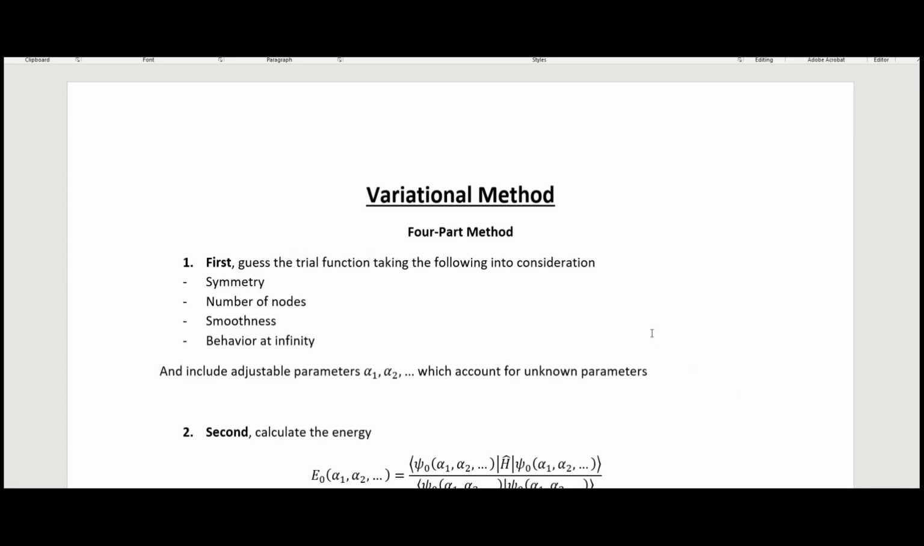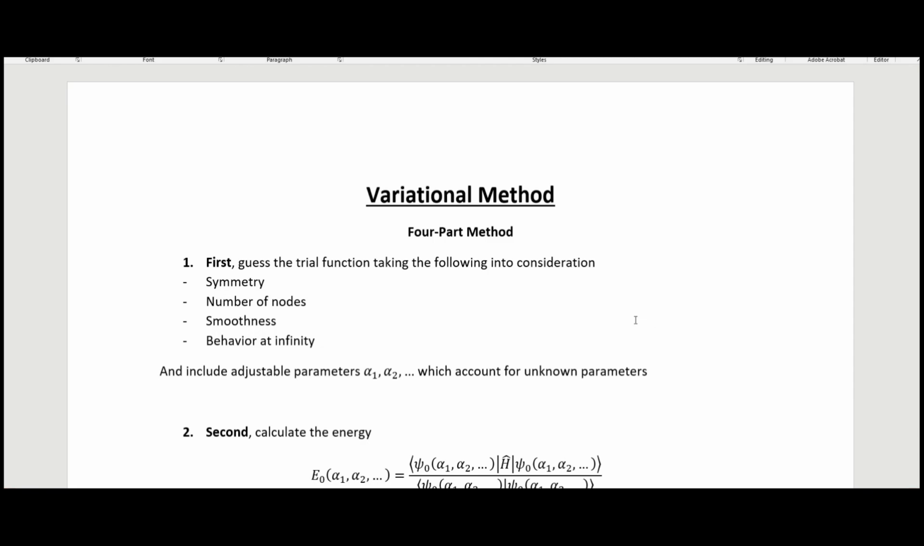In this video, I'm going to use the variational method to calculate the ground state energy for a helium atom. This is a little bit more complicated because the helium atom has two protons in the nucleus, but it also has two electrons which are interacting with each other. And so you get this sort of three-way interaction between everything, and that will complicate things.